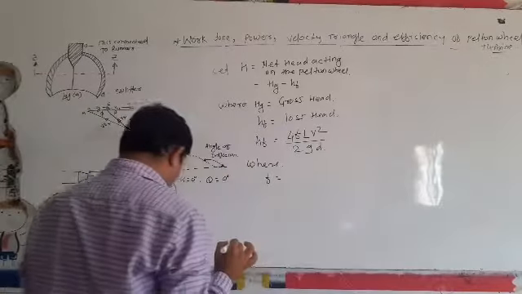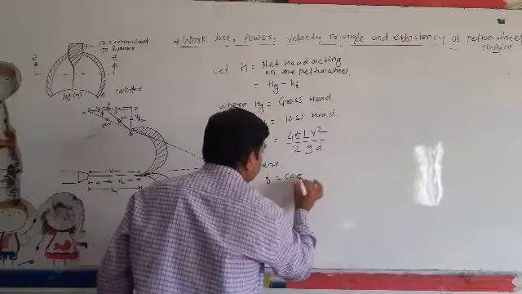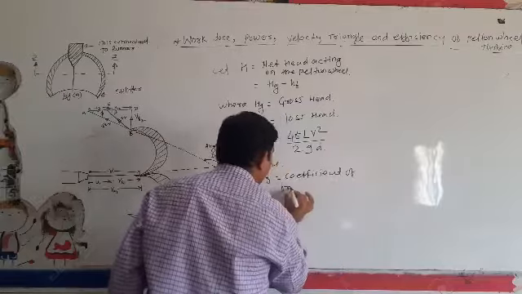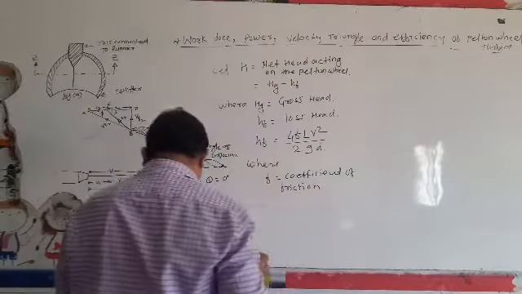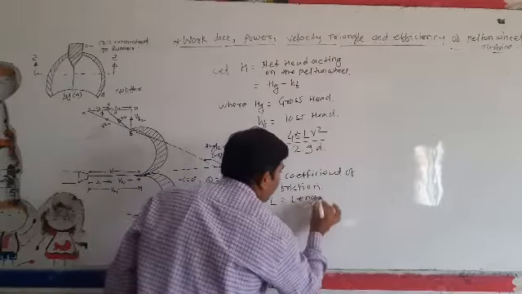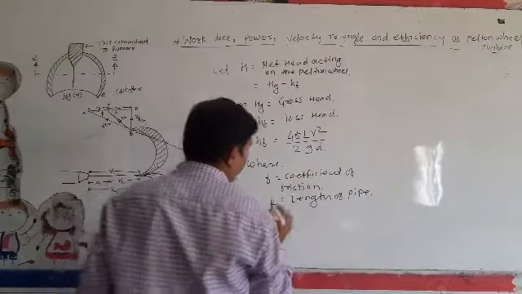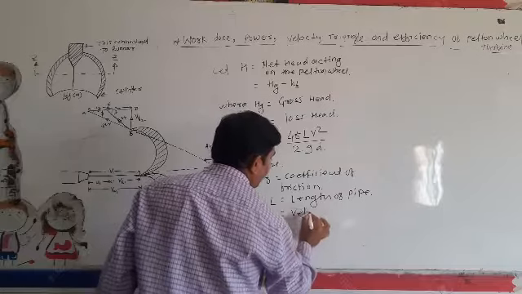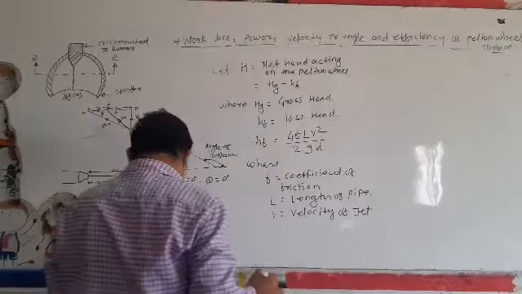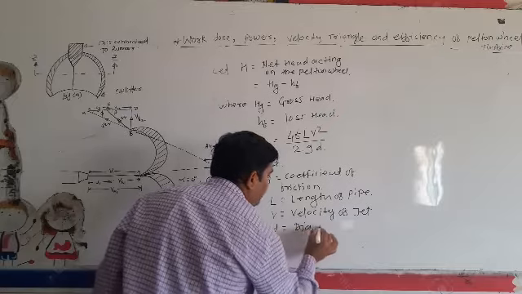f is the coefficient of friction, L is the length of pipe, V is the velocity of jet, and D is the diameter of the penstock.